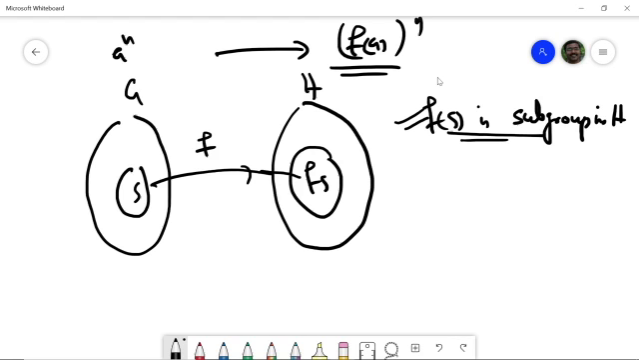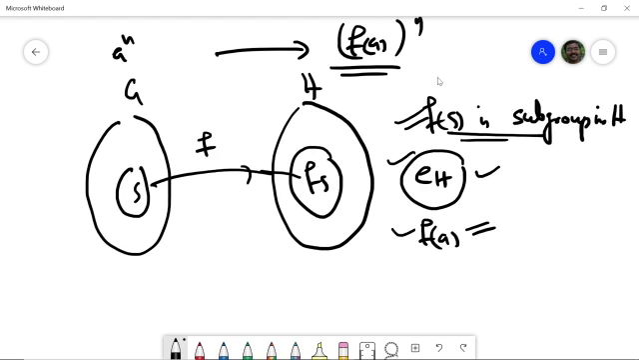Okay, so for that what should we do? By the subgroup characterization, I have to show that the identity E of H is lying in f of S, and also I should show that for every element in f of S, for example if I take f of a, its inverse also should lie in f of S. Okay, only these two requirements are enough to show that it's a subgroup. So I should show first of all that the identity is lying in f of S, and also for every element f of a, its inverse is also lying in f of S.